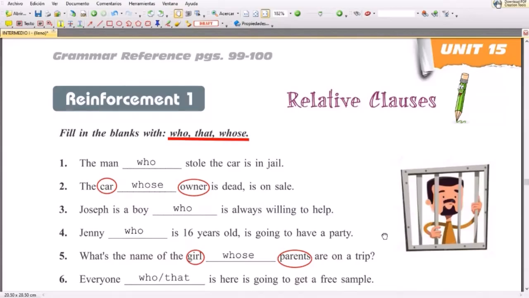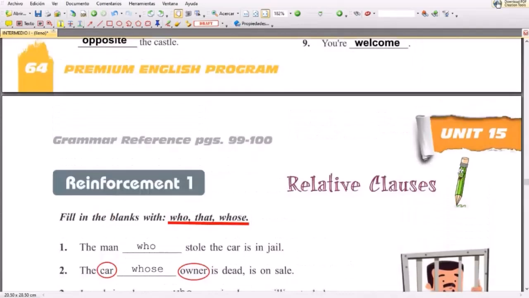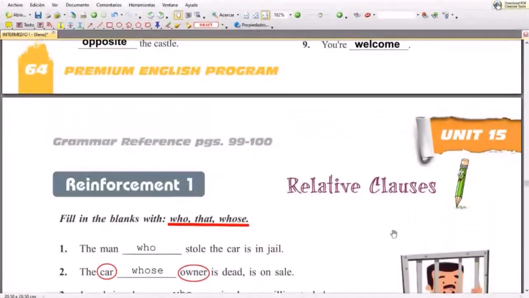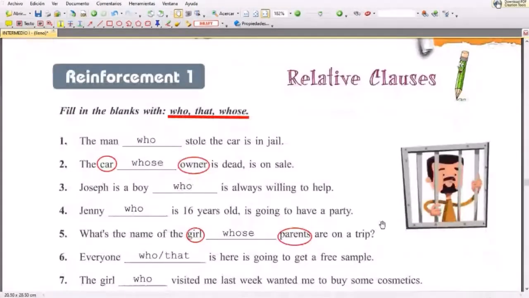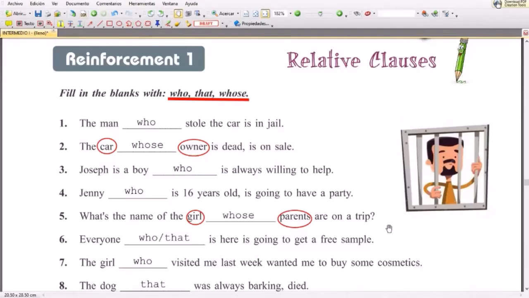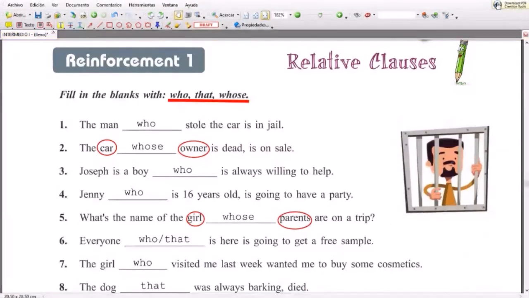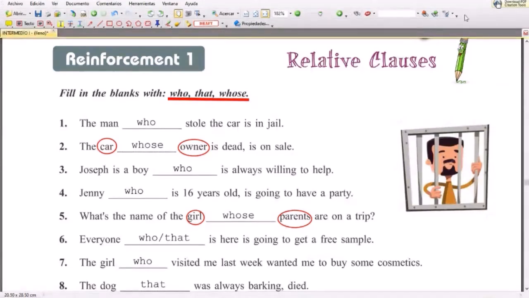The girl who visited me last week wanted me to buy some cosmetics. Okay. Yes. And the dog that was always barking died. Yes. In that case, that, because you're talking about an animal. Barking comes from the verb bark. Bark, ladrar. Good. Okay, continue.